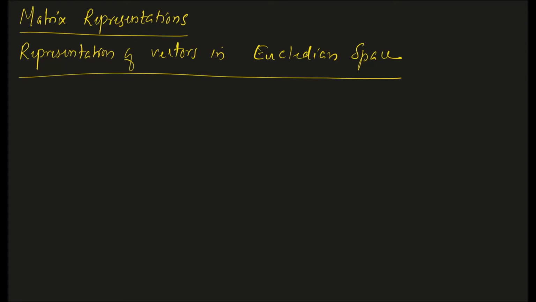So in this class we are going to discuss some basics of matrix representations. First we will look at how vectors are represented in Euclidean space, or how we can represent these vectors in matrix form. So let's consider the example of a position vector in two-dimensional space.